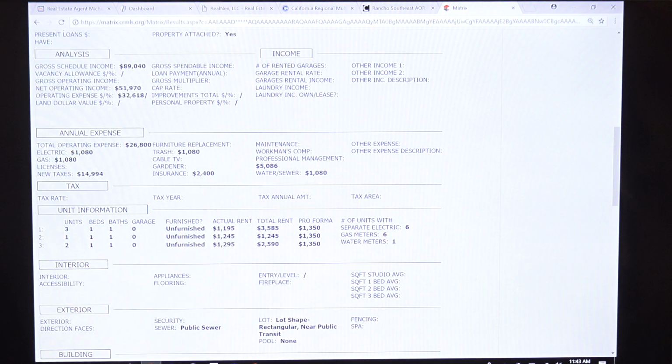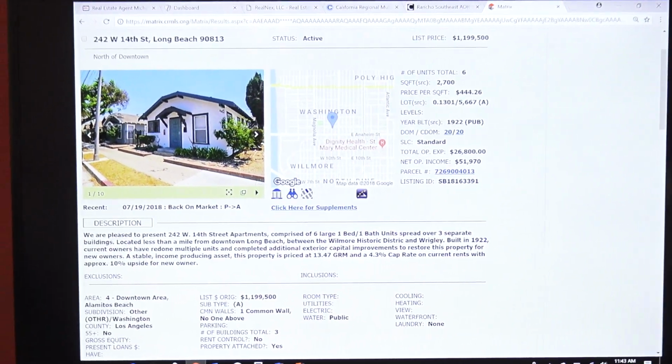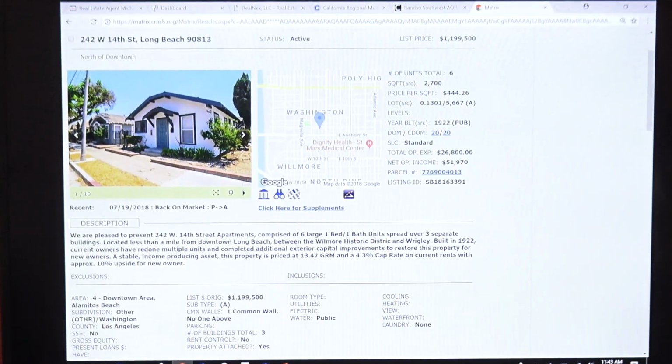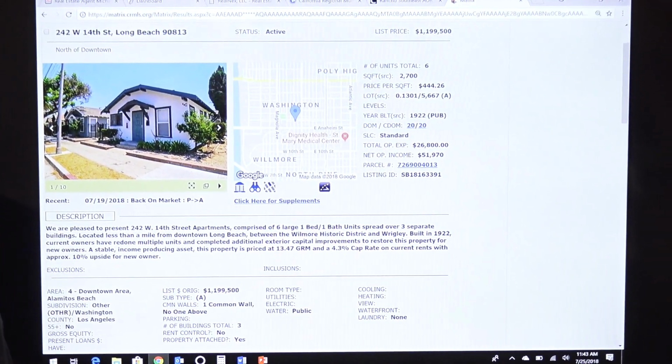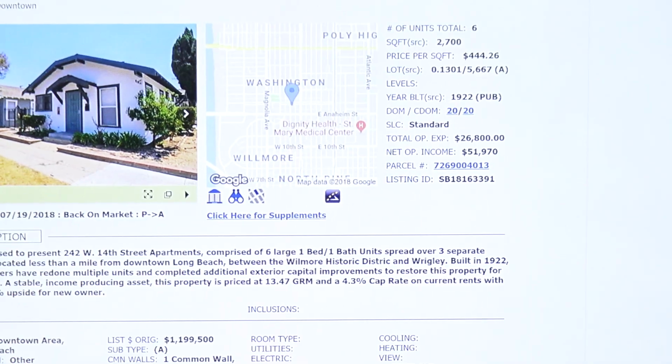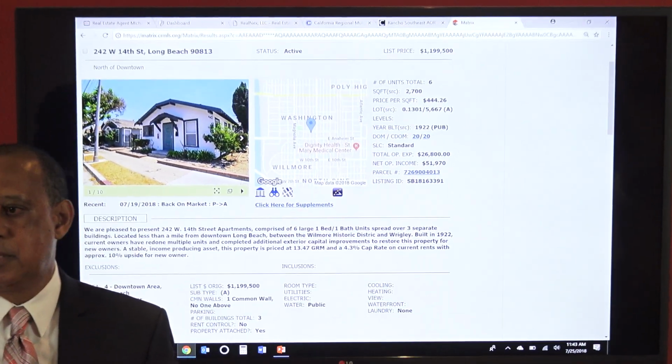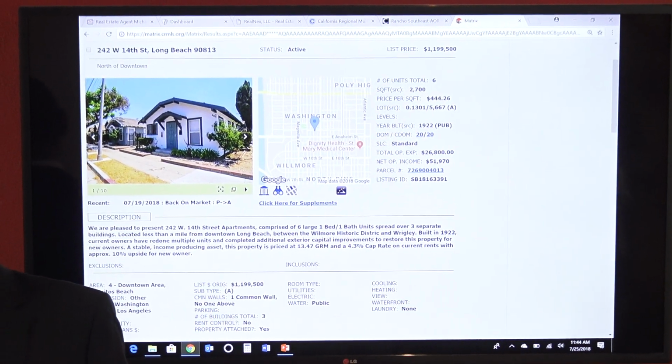And he's saying that he can get $1,195. Is that right? I think so. Possibly. Fix it up. Is that in Long Beach? That's in Long Beach. As a matter of fact, the actual address is 242 14th Street. Can you get that? Yes. Can I get more? Yes. Or am I at the top of the market? No, you can get more.